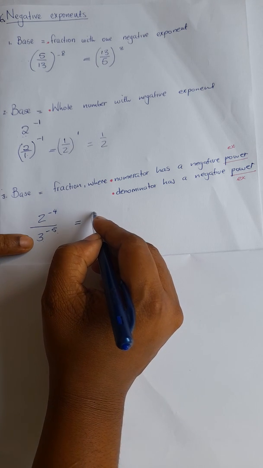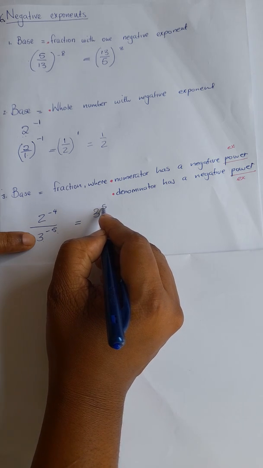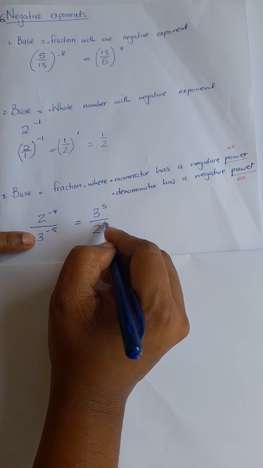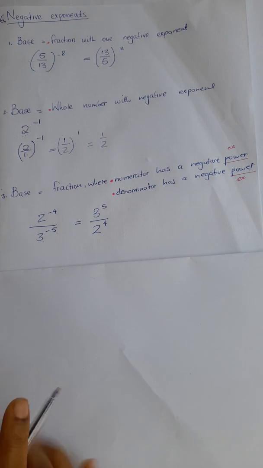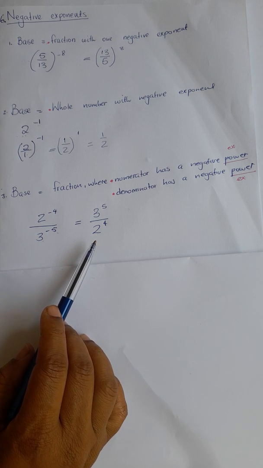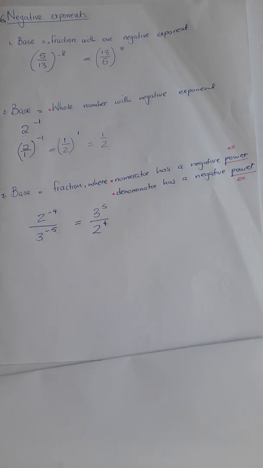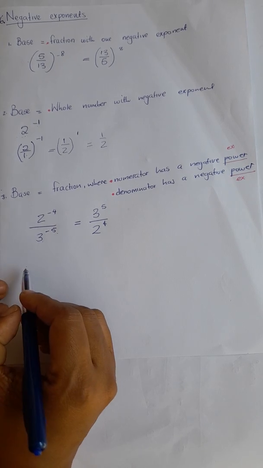In this case, our numerator will be 3 to the power positive 5, and our denominator will be 2 to the power positive 4. We just swap the numerator and denominator, and make the exponents positive. Can you follow?